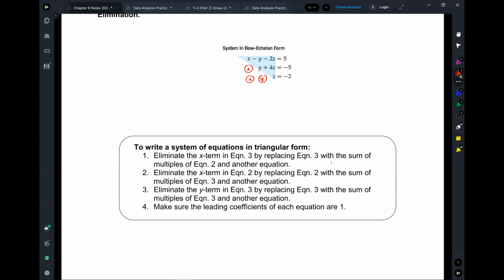The way I do it is, I first eliminate the x term in equation 3. So this is the one that goes first. Then I eliminate the x term in equation 2. So that's the one that goes next. Last, I eliminate the y term in equation 3. So this one goes last. So it's 1, 2, 3. That's the order in which I eliminate them. And then at the end, we have to make sure that the leading coefficients of each equation are 1.